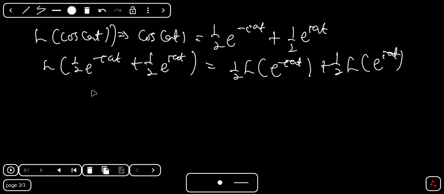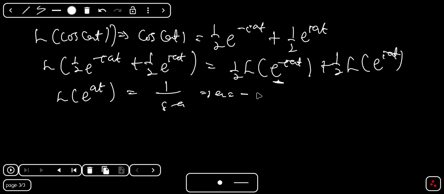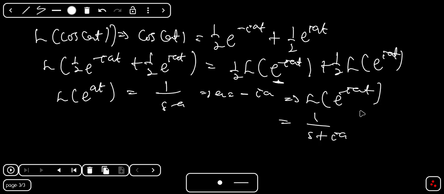Okay, and we already know that the Laplace transform of e raised to the power of at is equal to 1 over s minus a. So to find the Laplace transform of e raised to the power of minus iat, here a is equal to minus ia, so this will be equal to 1 over s plus ia. Then the Laplace transform of e raised to the power of iat will give us 1 over s minus ia. I already explained this earlier.